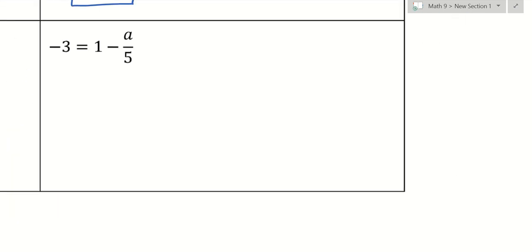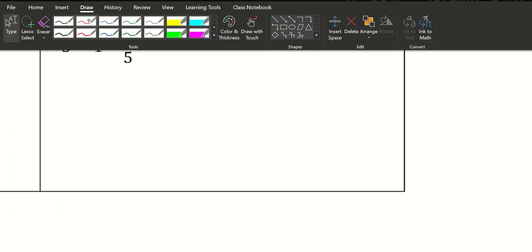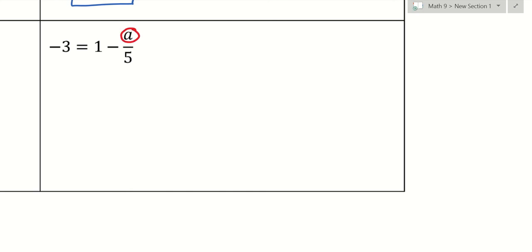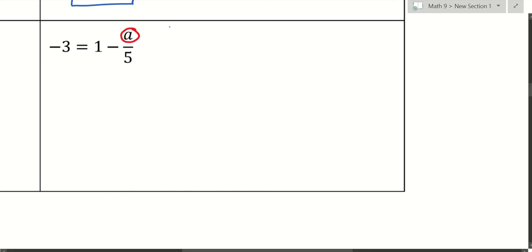Now this is going to be a more fruitful example because we're dealing with something that looks like a fraction here. Here I have negative 3 equals 1 minus a over 5. A is our variable, and again, that's what we want to isolate. How do we isolate our variable? Well, first, we have to get rid of the constant that's on the same side as the variable. So let's get rid of this positive 1. We get rid of a positive 1 by subtracting 1.